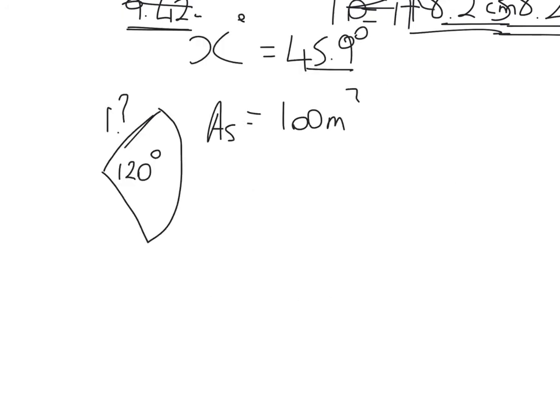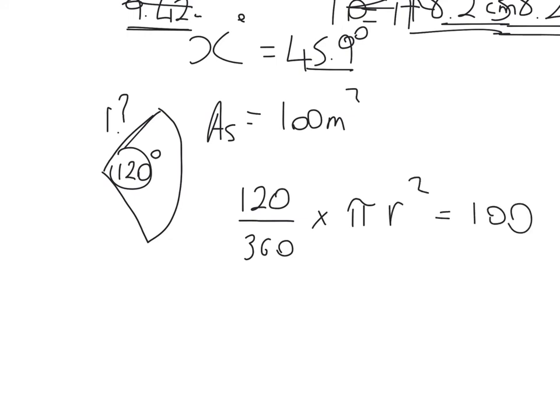Okay, let's try a bit of working backwards, but with area of a sector. The angle at the centre is 120 for this one. The area of the sector is 100, I'm looking for the radius. So the area of the sector is a bit of pi r squared. So 120 out of 360 multiplied by pi times the radius squared is equal to the area of the sector, which I know is 100.